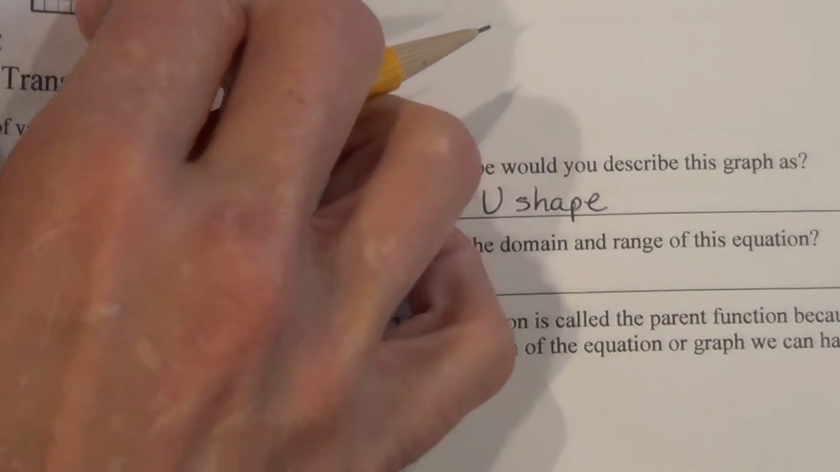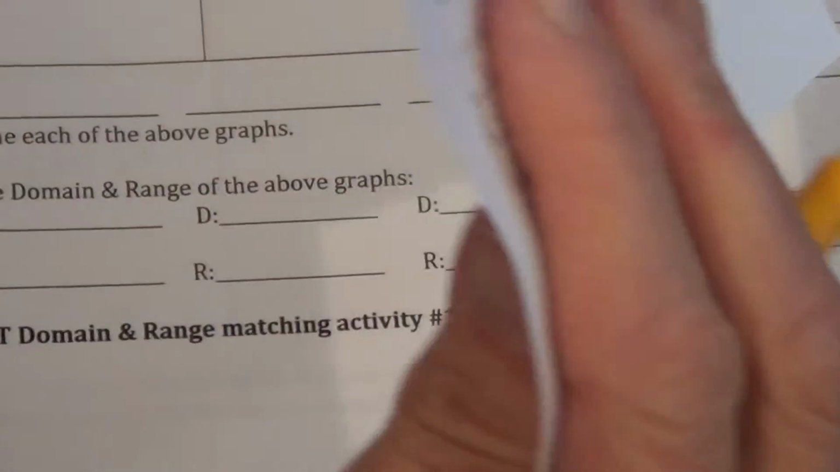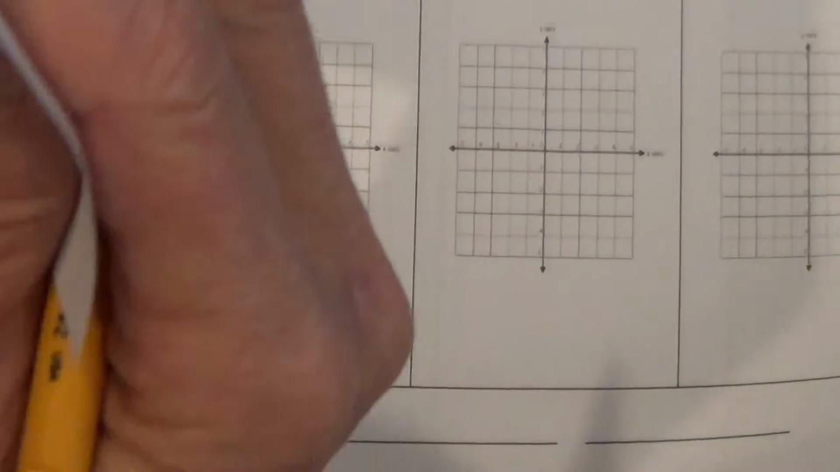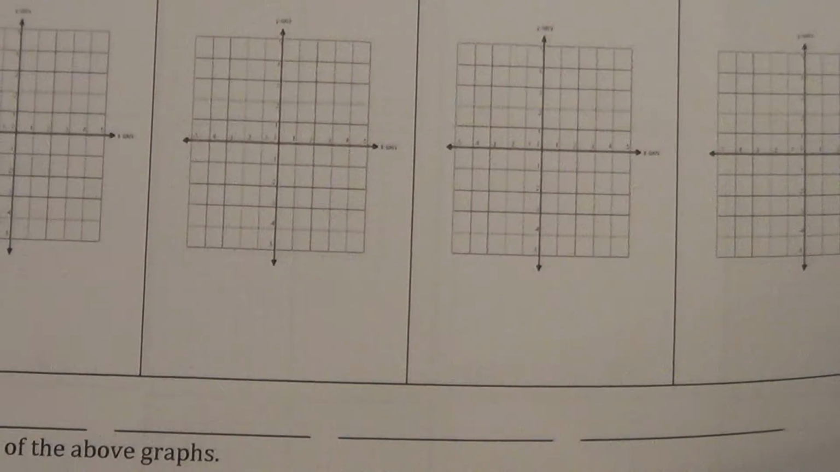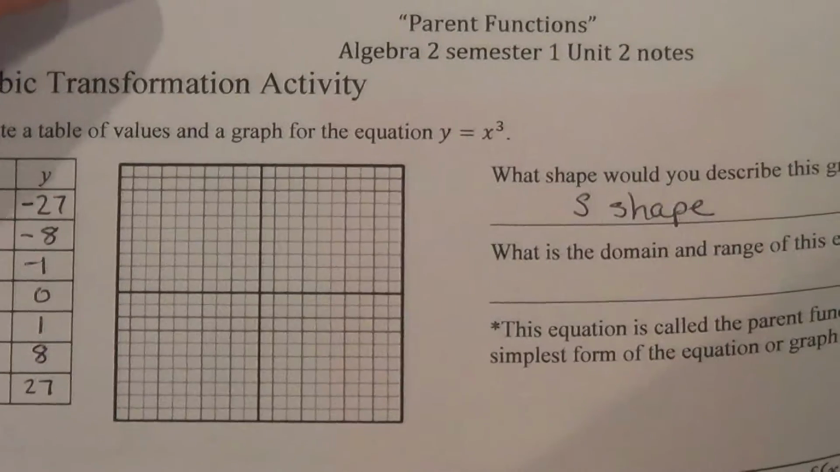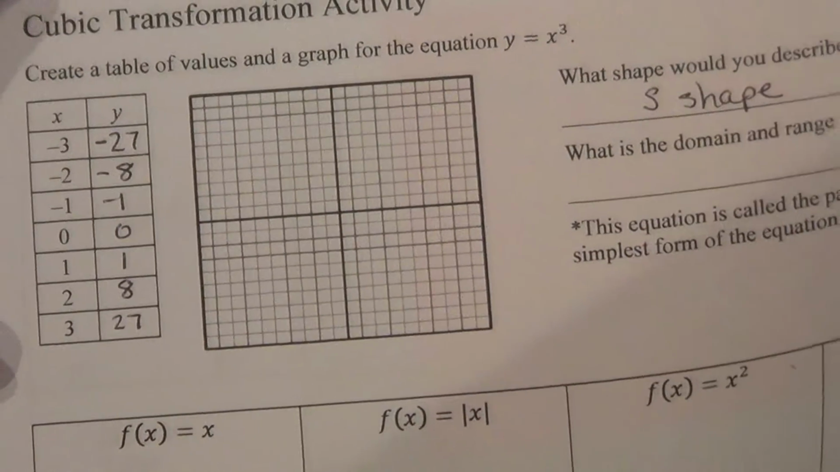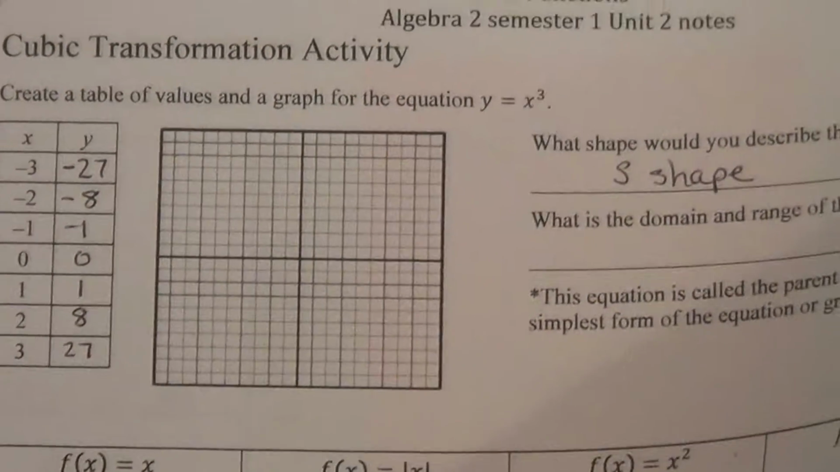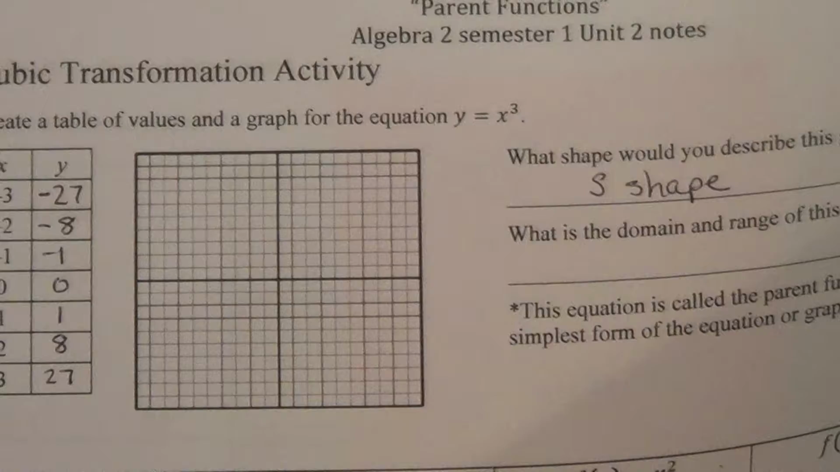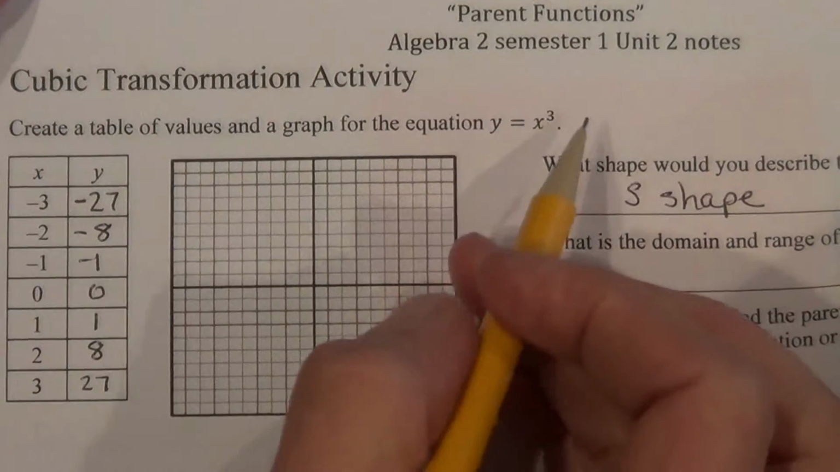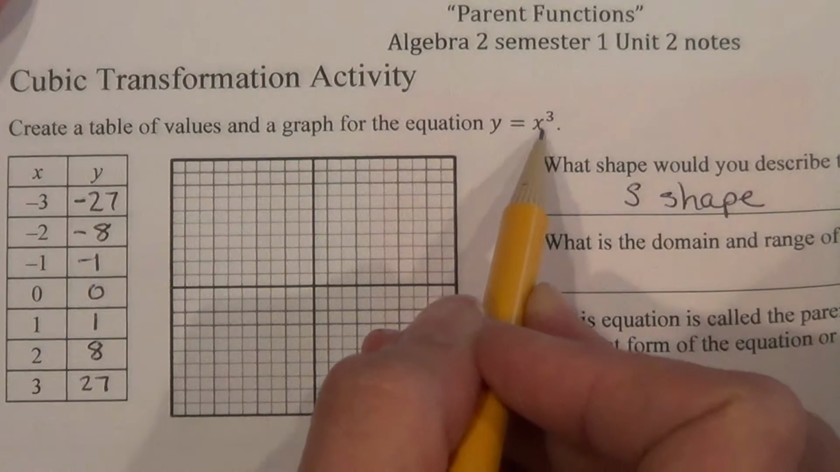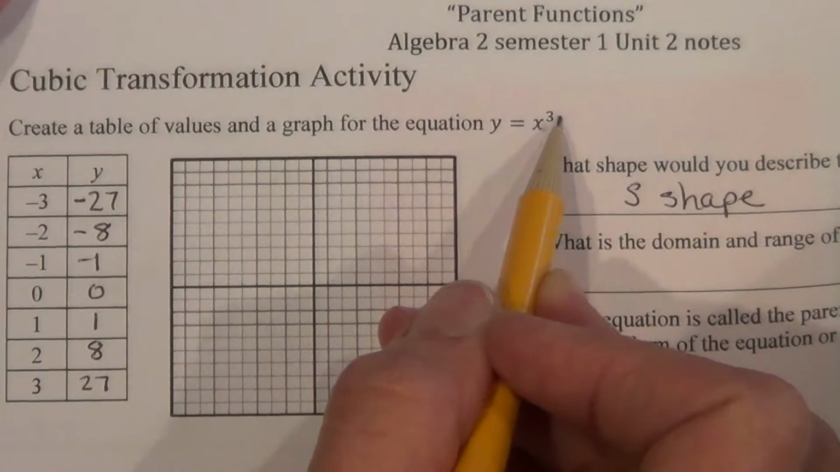Next page, this is page 2 really, but it's marked as page 1. It's page 1 of the actual note taking. You have a cover page. Okay, next page, page number 2. On page 2, we're asked to do one more graph. This is the cubic transformation. And what we're doing is we're taking x and now we're going to cube it to get y.